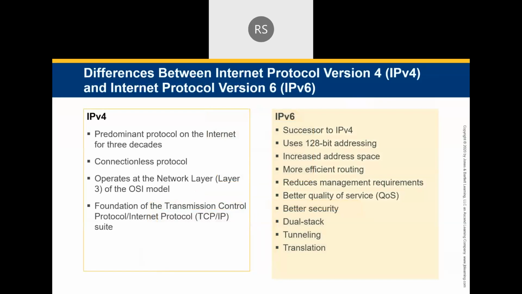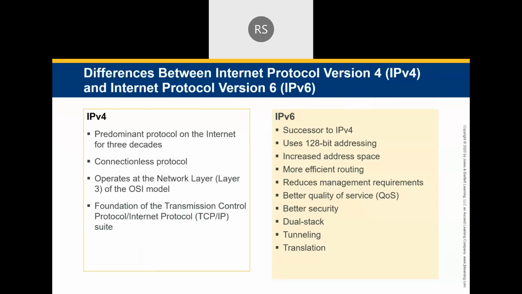Now, the difference between IP version 4 and IP version 6. IP version 4 dominated the internet for 3 decades. It is a connectionless protocol. It operates on the network layer and is the foundation for the TCP/IP suite.